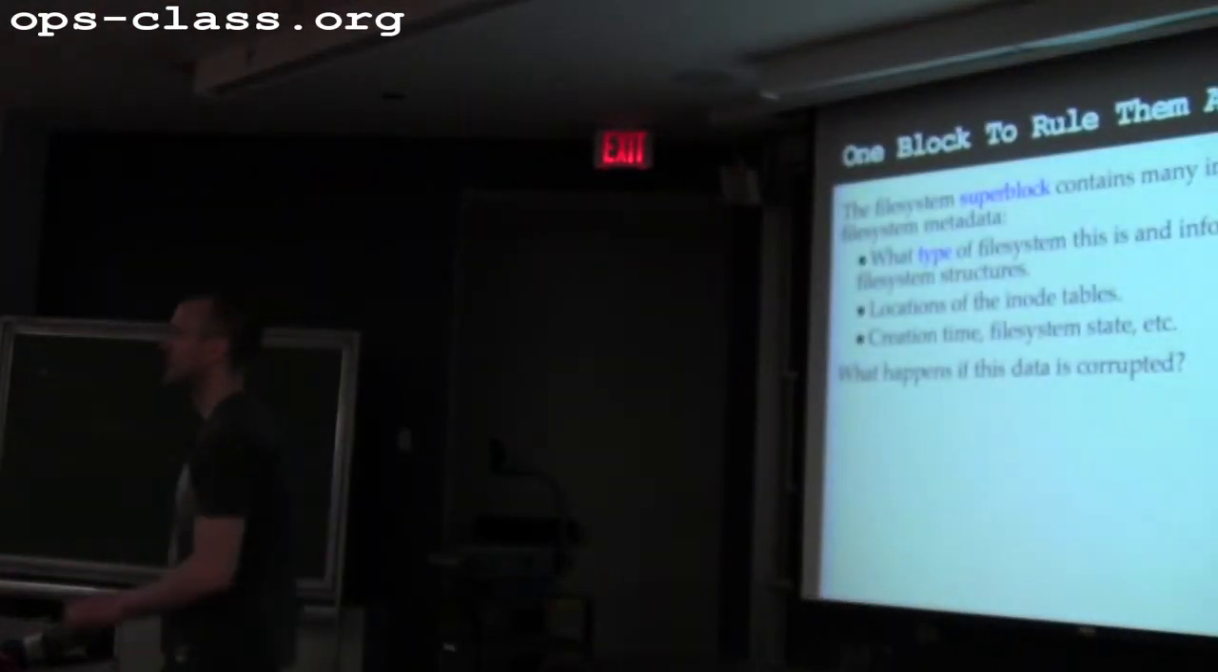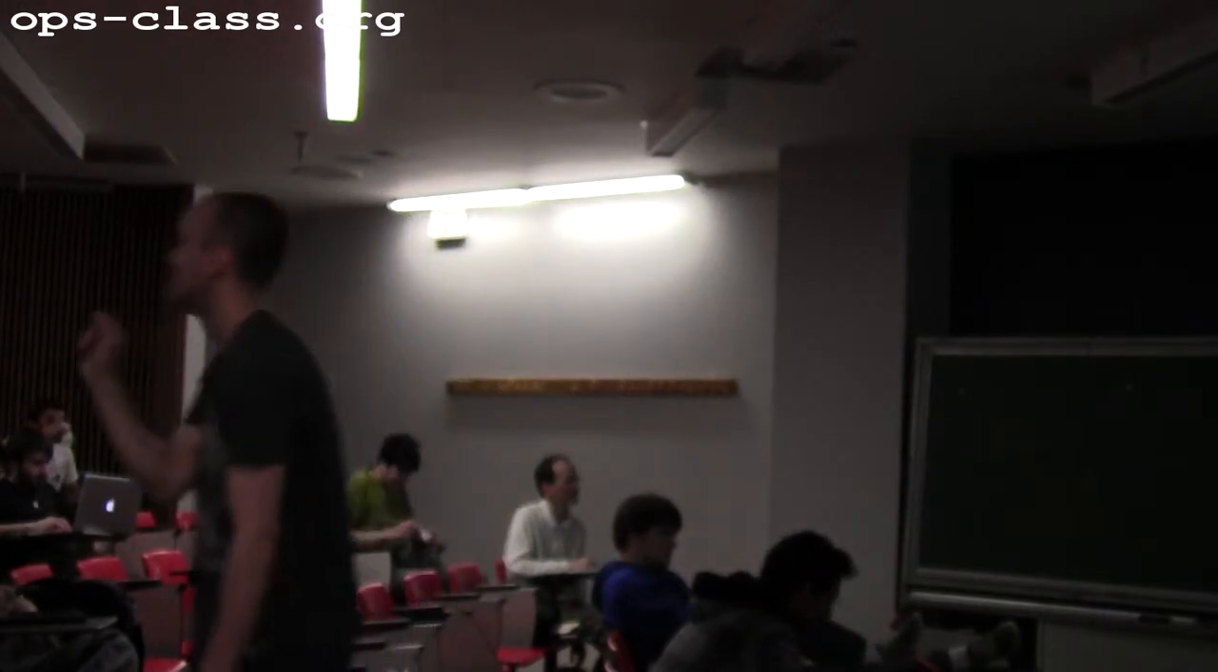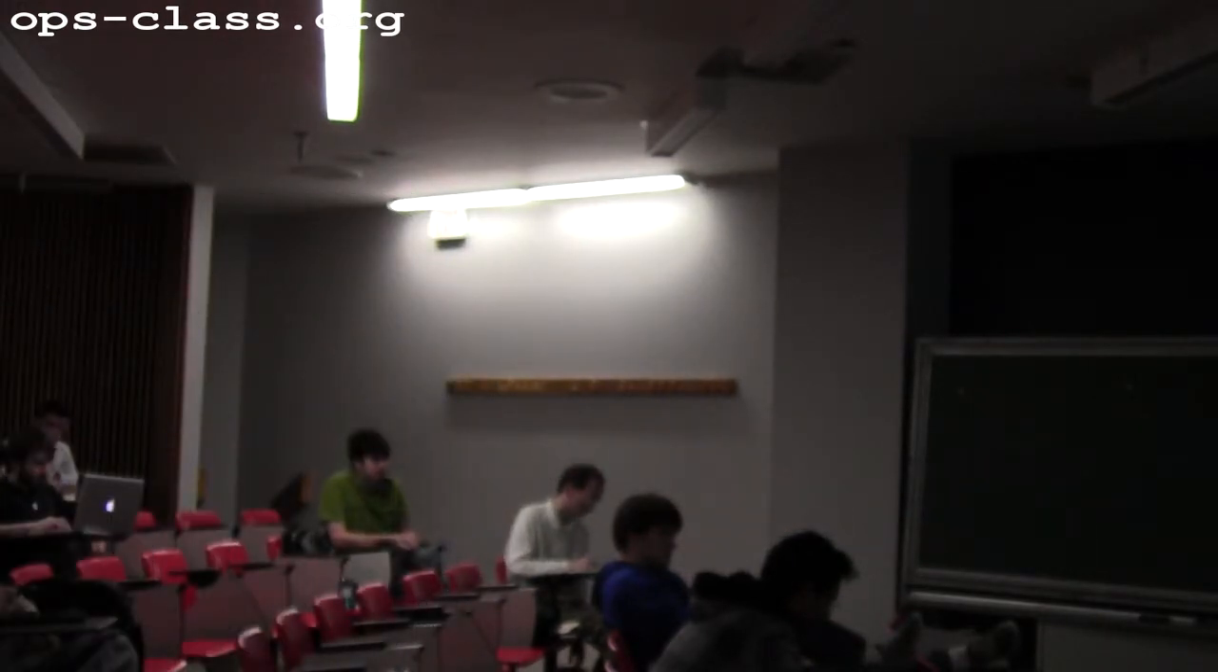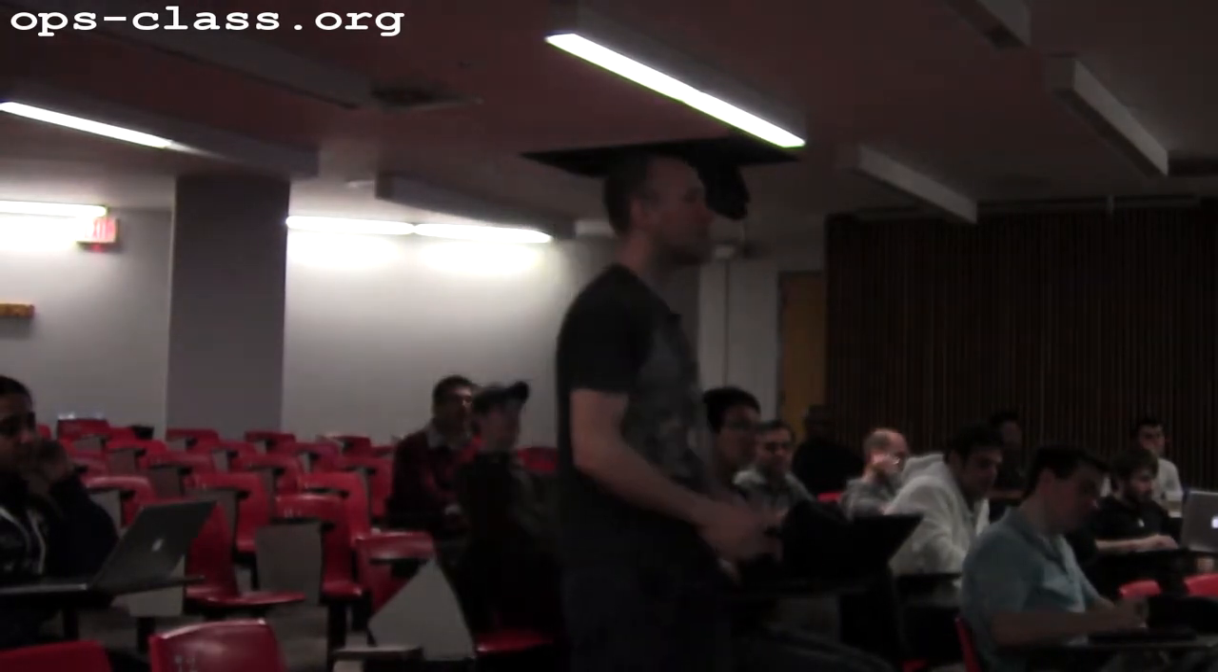If I flip a bit in a data file somewhere, you'll probably never notice. The MP3 will sound a little bit different. The movie will have a little wrong colored pixel in it or something. But if I flip a bit in the super block, I actually might be able to just totally blow up your file system, right? So what do I do about this?